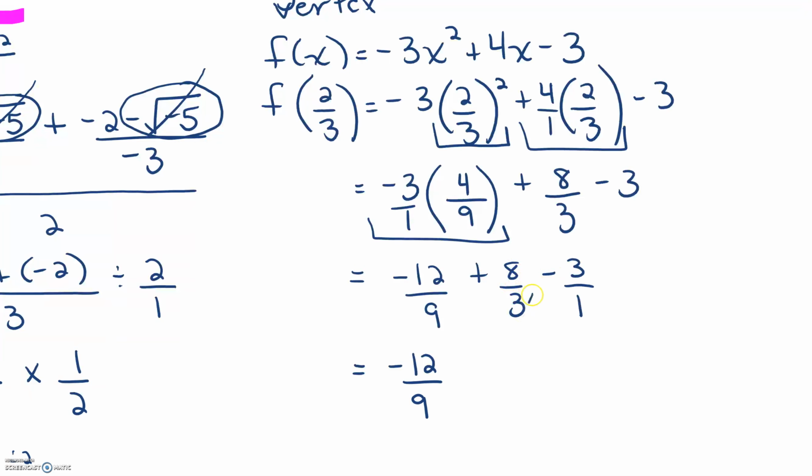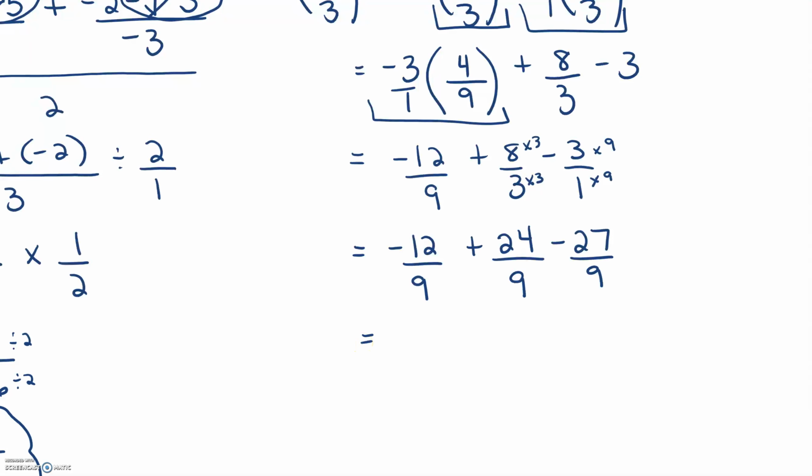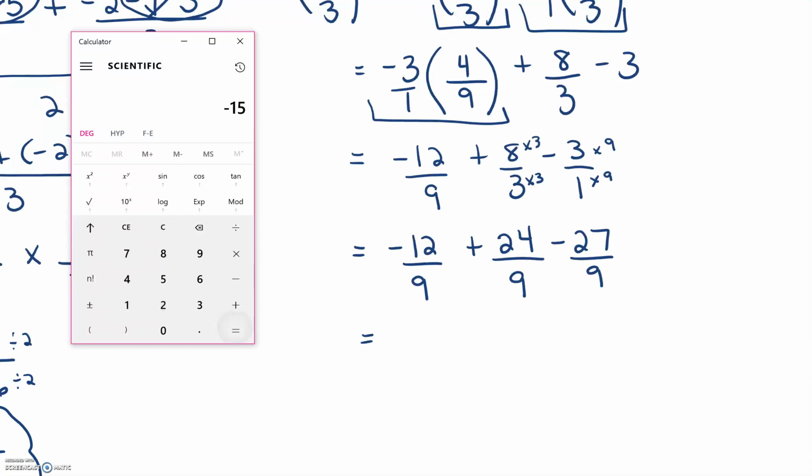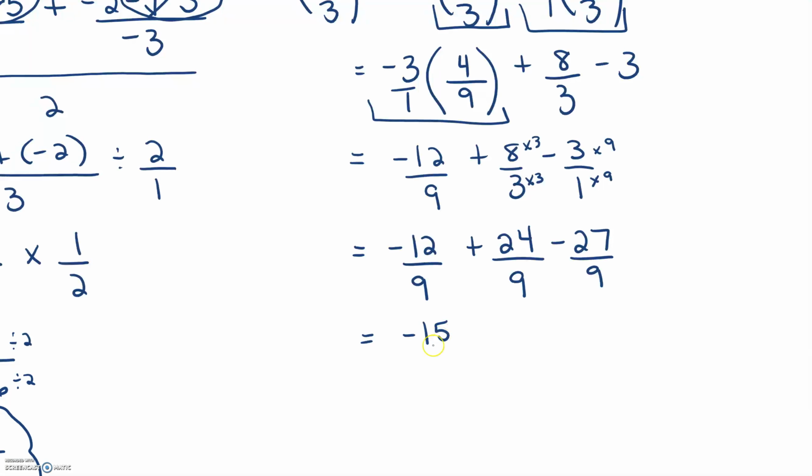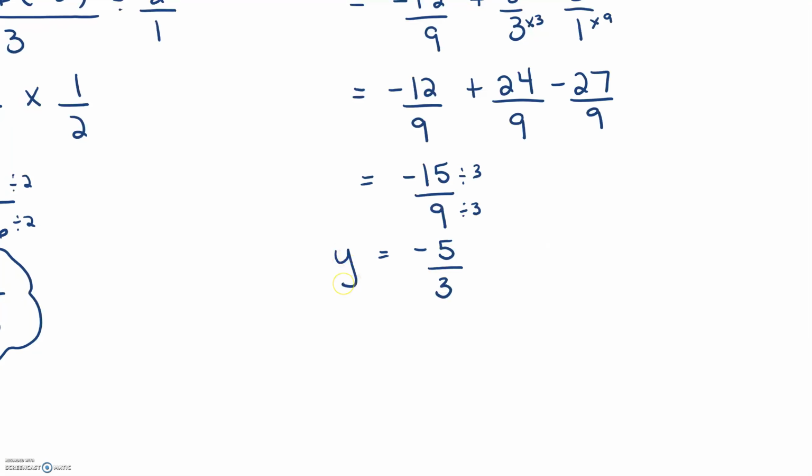So to make the second term 9, we multiply the top and the bottom by 3, which gives us 24 over 9. To get 9 for the third term, we have to multiply by 9 at the top and the bottom, and that makes it -27 over 9. So now, -12 plus 24 is 12, and 12 minus 27, I always like to check, is -15 over 9, but again, this reduces to -5 over 3. And this is the y-coordinate of your vertex, so you can just go ahead and write y here if you want.